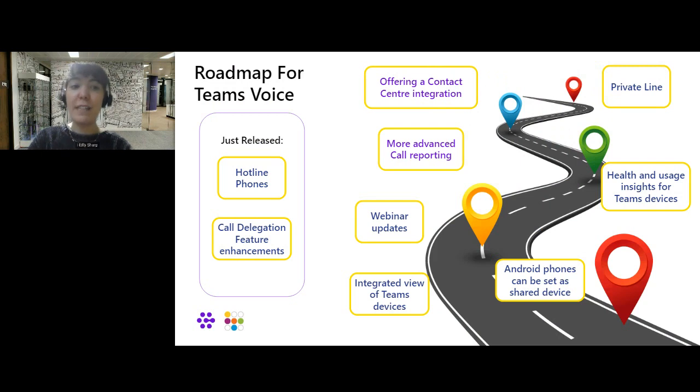Last few bits to end on. So Microsoft are constantly developing their phone system. These are a few things that are coming or have just been released. So in terms of just released features, you now have hotline phones, and this is essentially where you can have a phone that when you pick it up, it's going to automatically call, for example, a pre-configured phone number. So it might be like an emergency number or what have you. It might be quite good for warehouses or something like that, where you need a phone to automatically call the emergency services.